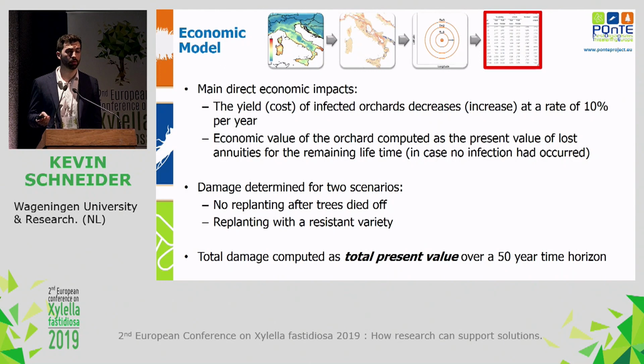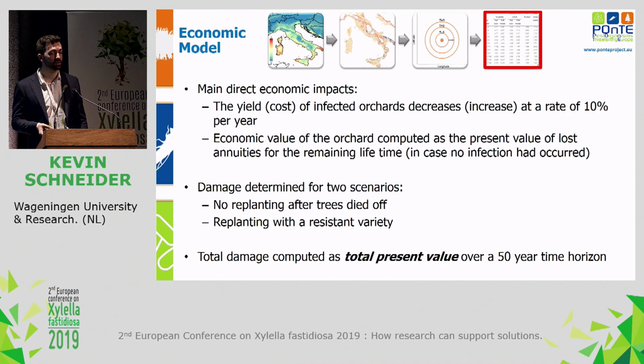We compute economic impacts based on 2 terms. The first one is called profit foregone. It is essentially the profits that are not generated due to the presence of the pathogen. We assume, quite conservatively, I believe, that yields decrease at a rate of 10% for every year under infection, with the first year being latent.